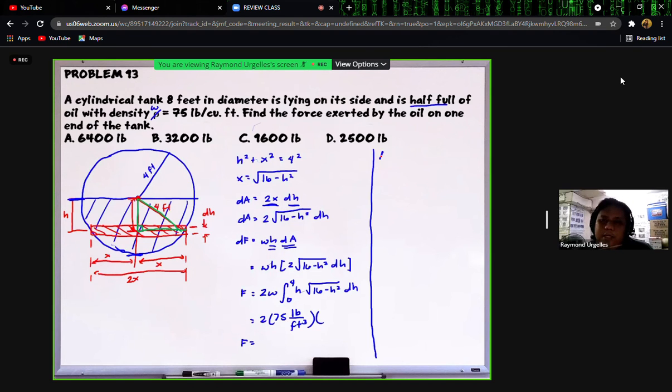While we wait, let's use the other solution. For this solution, we need the area of the semicircle. The area of the semicircle is half the area of the circle, so 1/2 pi r squared. The radius here is 4 feet, so this quantity squared gives you 8 pi, in square feet.